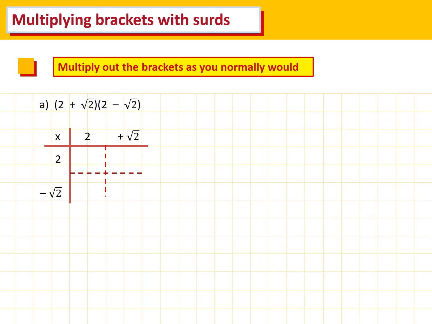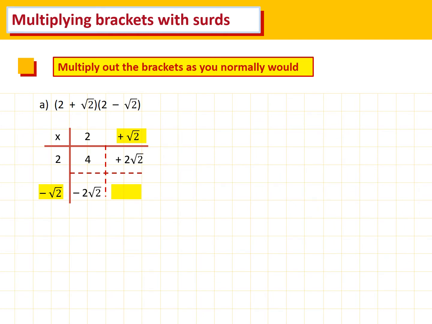There are different ways of multiplying out two brackets. I'm going to use the grid method. So we've got the first bracket on the top row, which is 2 plus root 2. And down the column, we've got the second bracket, which is 2 subtract root 2. Then when we do the multiplying, 2 times 2 is 4. Then it's 2 times positive root 2, which is positive 2 root 2. Then it's negative root 2 times 2, so that is negative 2 root 2. And finally, negative root 2 times positive root 2.